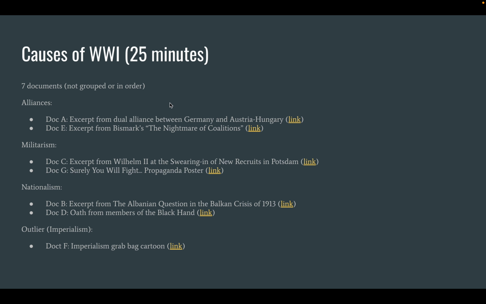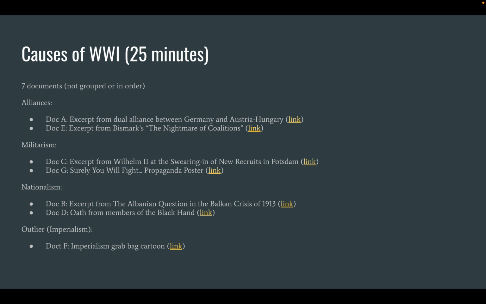And this slide contains an example of what those exemplars could look like. The exemplars are meant to show the students that there are additional causes, such as the alliances in Europe, the increase in militarism as well as nationalism in the decades leading up to World War One.